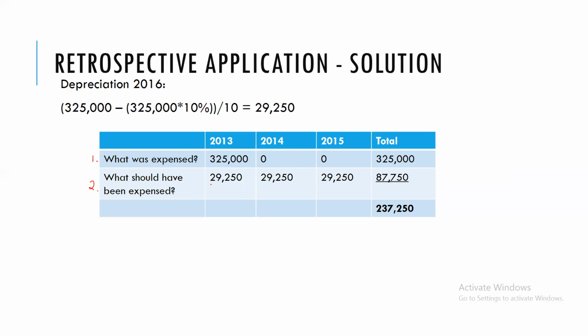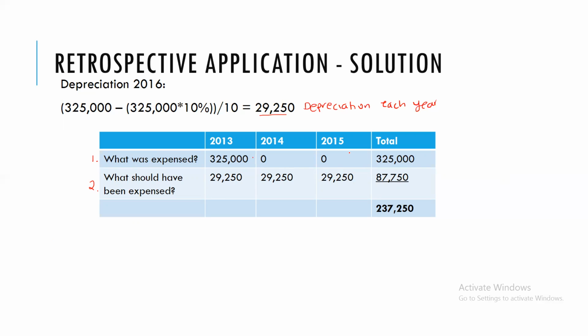What should have happened is they had 325,000 minus your salvage value of 10%, so 32,500. And they would have divided that by 10 years. So this should have been the depreciation each year. So if you just calculate how much depreciation should have been, each year they should have expensed 29,250 instead of the full 325. Okay.